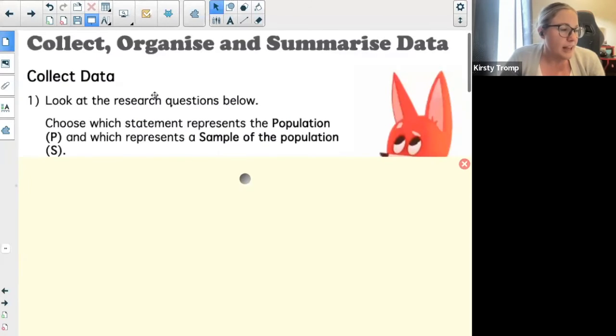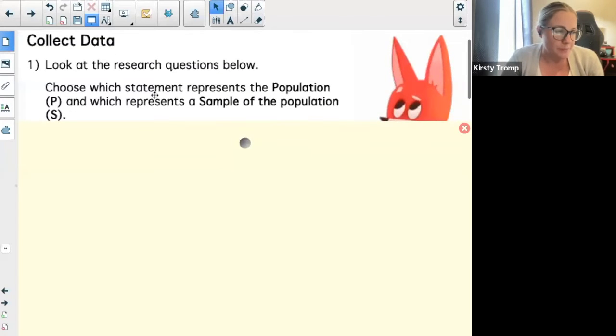So if we're looking at the questions below, we're going to have a look at those. I'm going to give you a few minutes to look at them, and you're going to choose which one represents the population. So remember, all people, and which one represents the sample of the population. Maybe a good idea is we're going to look at A and B. Let's start with A. Next to the points, I'm going to put numbers there for you, and you're going to write whether it's S or P. S for sample, P for population.